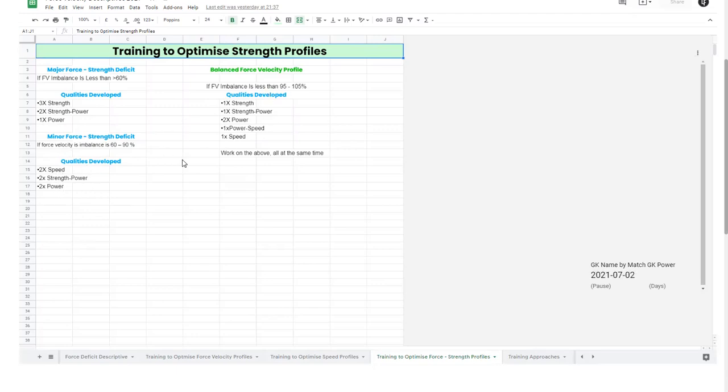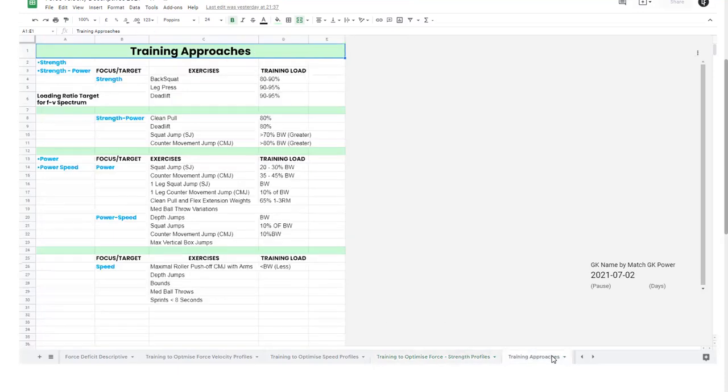And then if you've got a balanced profile, these are the qualities that you need to develop, but you work on all of the above at the same time. So it's just a little bit of everything. And then the training approaches.